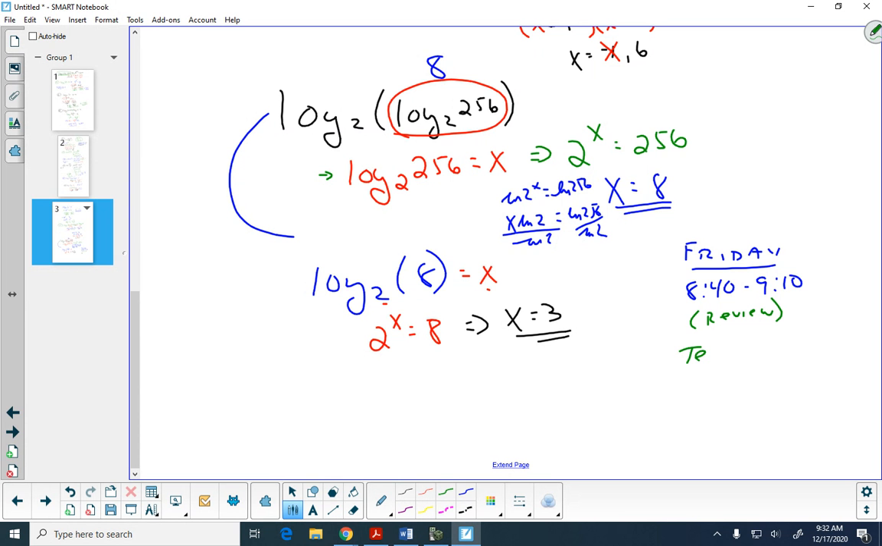And on Tuesday, we'll have the chapter 4 test. So it's over the entire chapter, and that will be on Tuesday of next week. So Friday will be a review day. We'll meet at our normal regular time, 8:40 to 9:10. That's a half hour. I should get through what I need to get through with that. And then Tuesday next week, we'll have the chapter test.